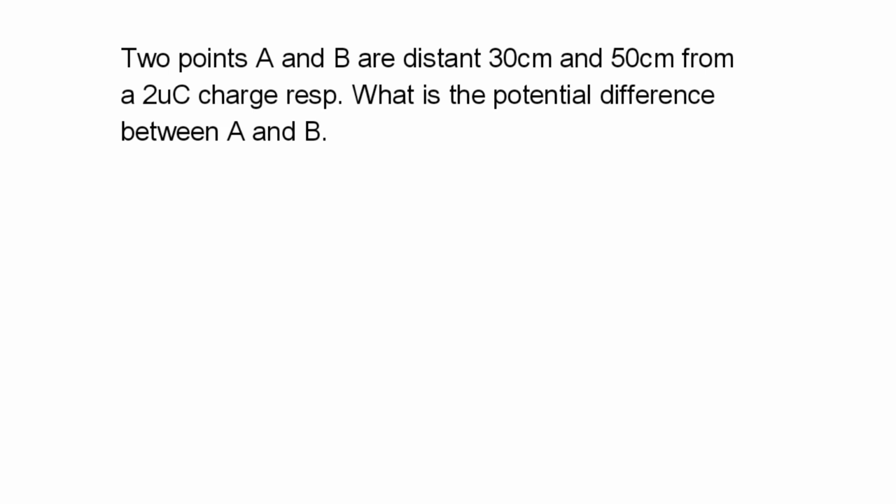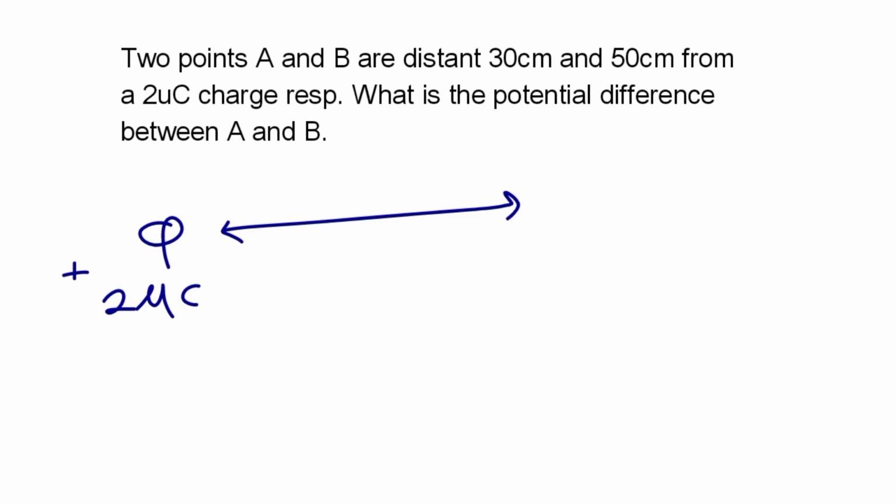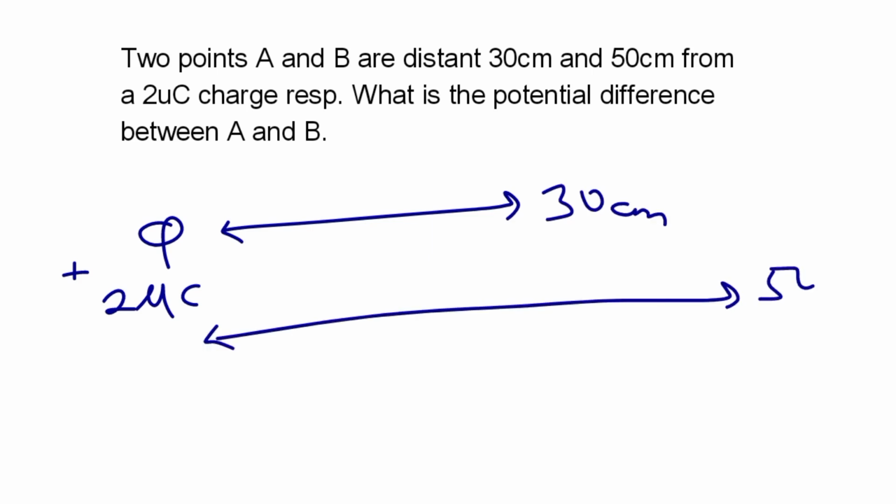Now, the way we can visualize this is this way. We are given a charge Q, which is 2 micro coulomb. We know it is positive. We first have a distance of 30 centimeter, and the second one is 50 centimeter. We are told that point B is the one having 50 centimeter and point A is the one having 30 centimeter.